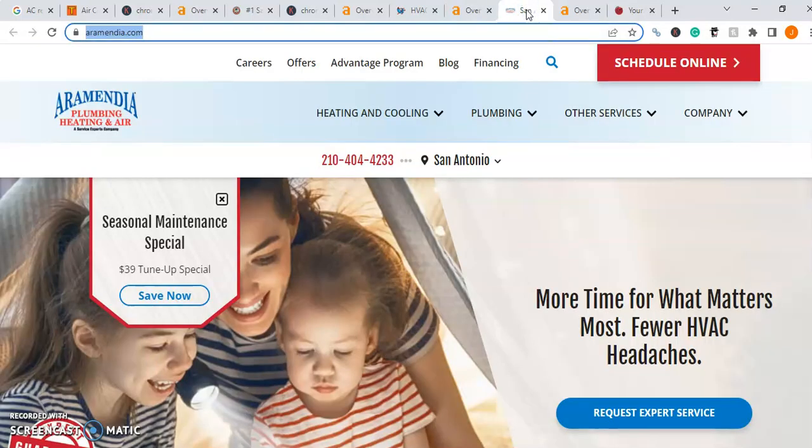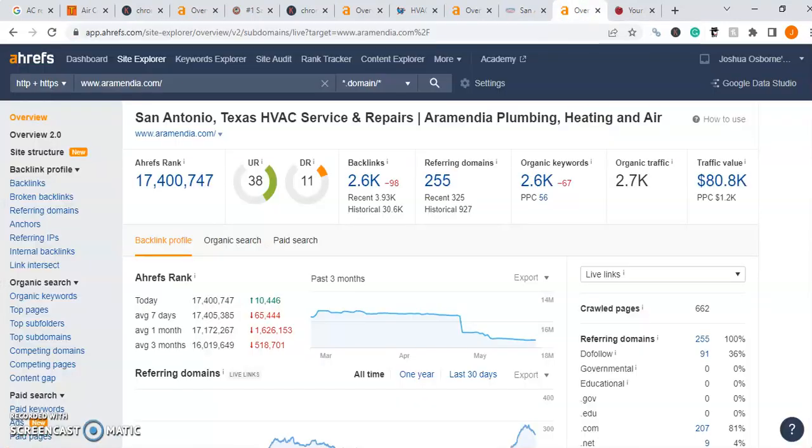If we keep working down the line, we have Armendia. I believe that they were the #1 organic ranking company. So they have a 38 UR, an 11 DR, generates them about 2,700 organic users and a traffic value of about $80,000 every single month. So a lot of potential here. And this is a good company that shows you, the best of both worlds, what you can get when you mix your internal and external SEO.